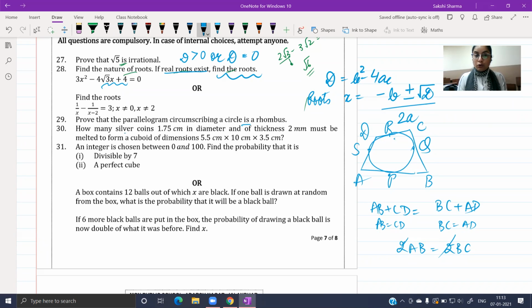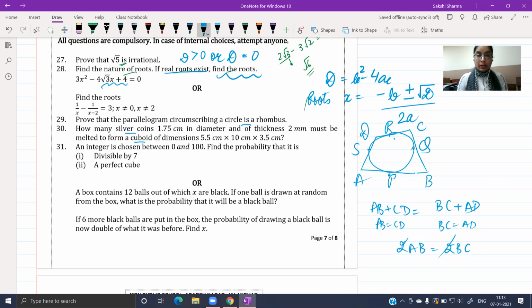You need to find out the volume of one silver coin and you need to find out the volume of the cuboid and then divide the two. The volume of the larger will be divided by the volume of the smaller object to be formed here. So the number of silver coins will be given by volume of the cuboid divided by volume of the silver coin. Cuboid का volume बहुत easy है, L into B into H.